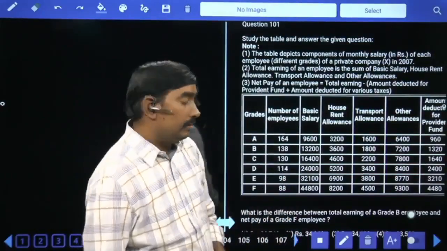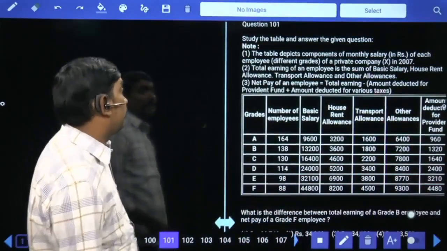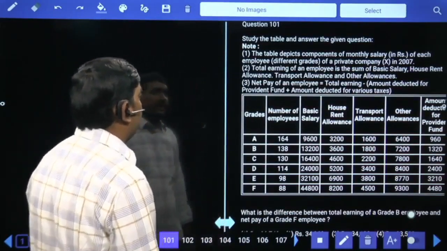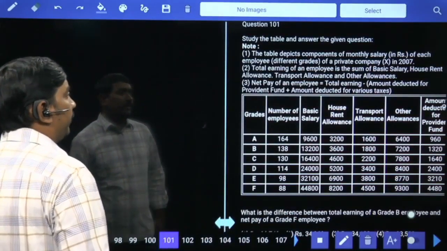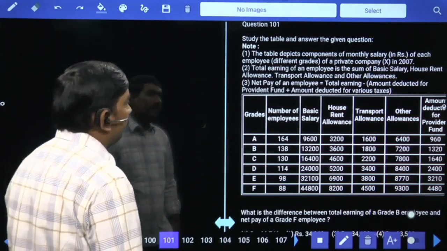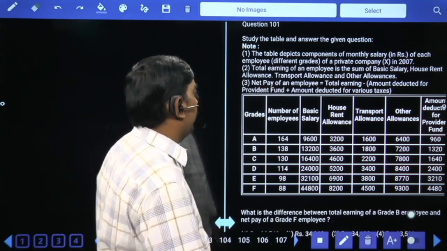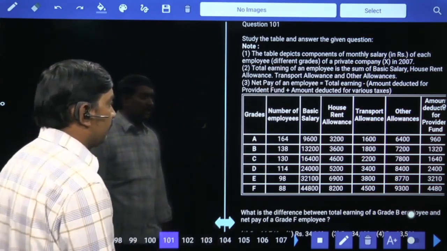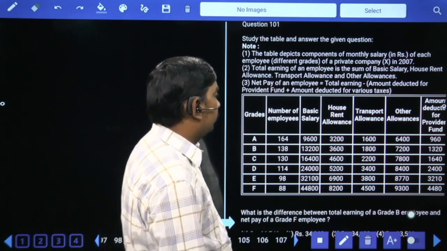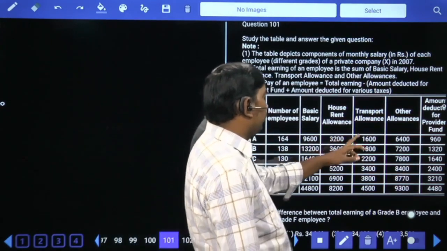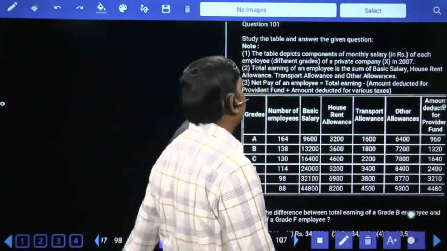Quantitative aptitude. Look at question number 101 onwards. The table depicts the components of monthly salary of each employee of a private company in 2007. Total earnings of an employee is the sum of basic salary, house rent allowance, transport allowance, and other allowances.